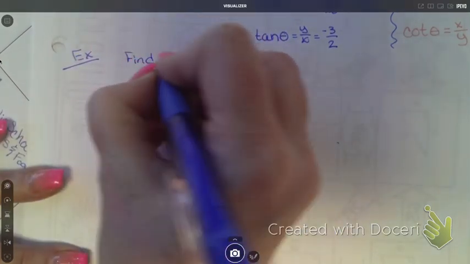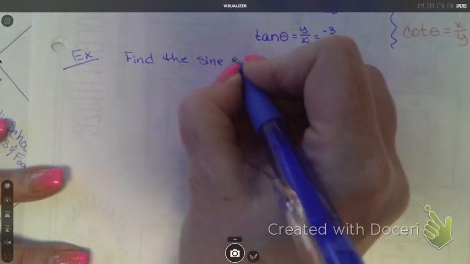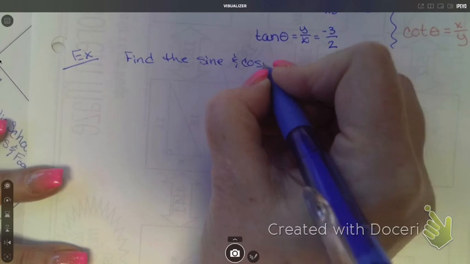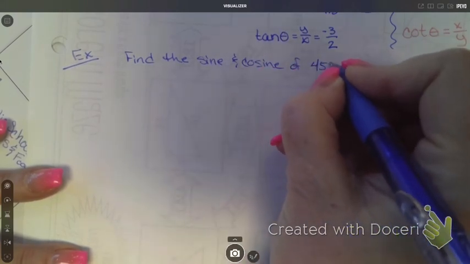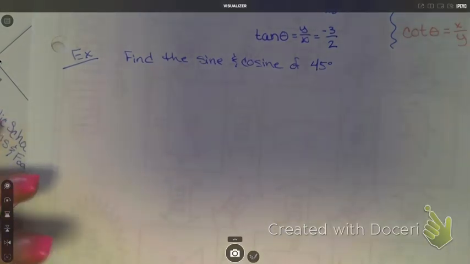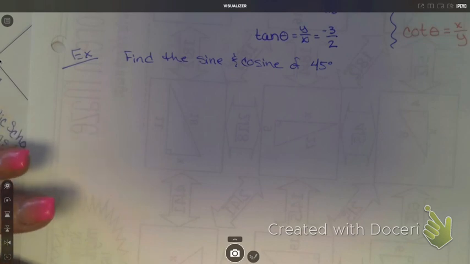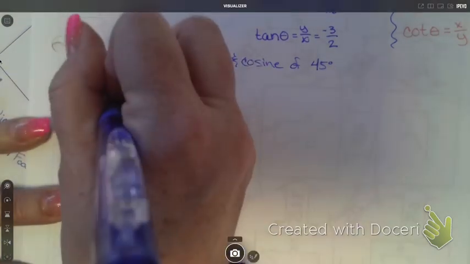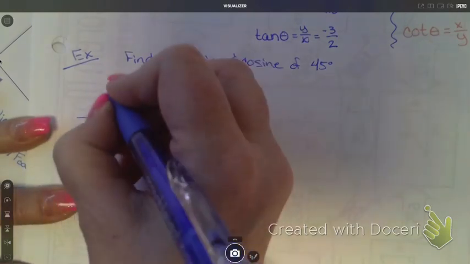Find the sine and cosine of 45 degrees. And I didn't tell you anything about it, did I? How rude of me. Well, do you know stuff about 45 degrees? Yeah. You know those ratios, don't you?